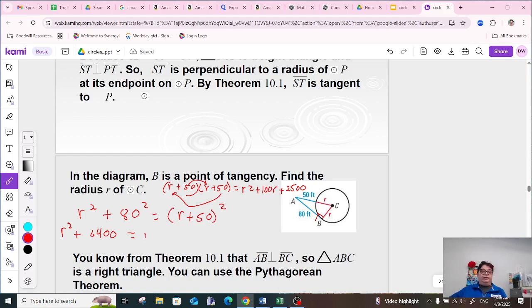So down here, I'd write R squared plus 100R plus 2,500. Okay? Now, do you see how you have R squares on both sides? Those cancel. When you subtract R squared off of each side, these cancel.